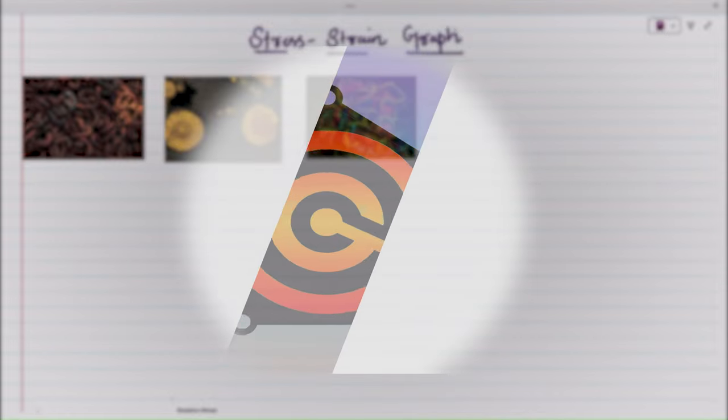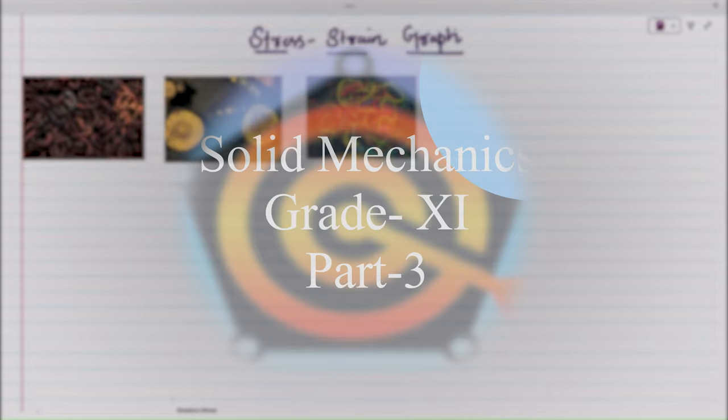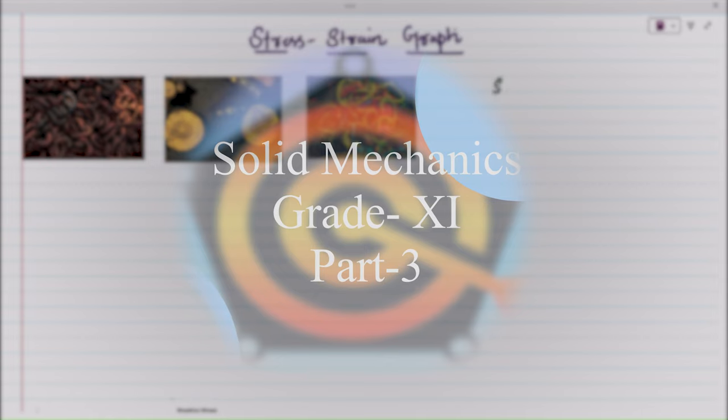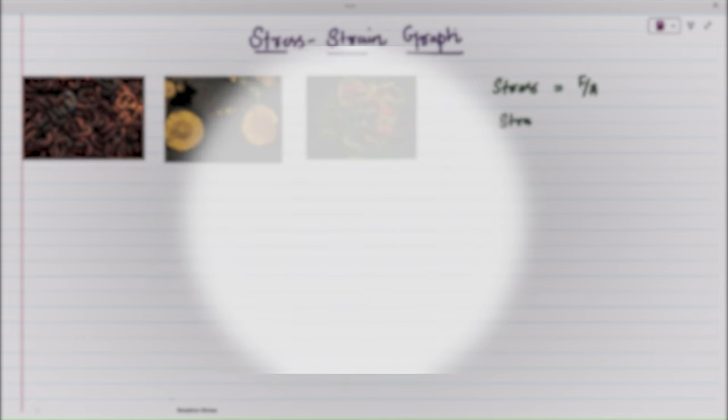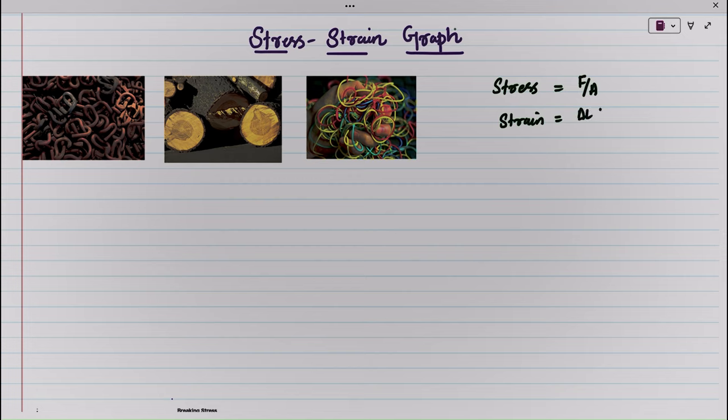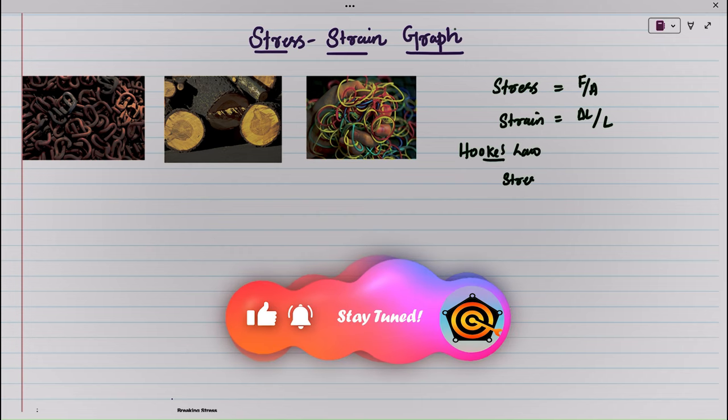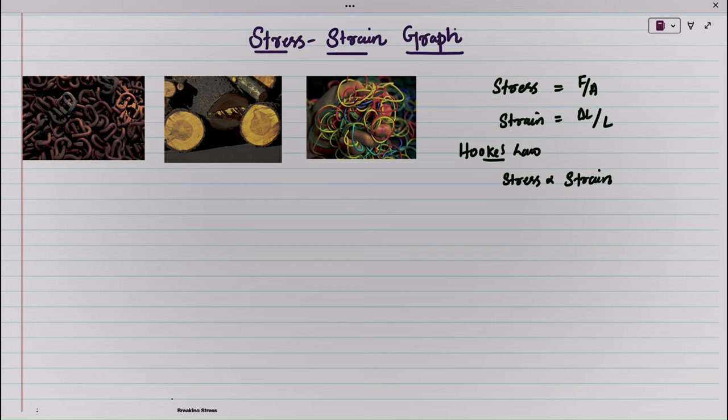Today, we are going to discuss the stress-strain graph. In the earlier classes, we studied what stress and strain are. Stress is the force per area, and strain is the change in length to the original length, or the change in dimension to the original dimension. Also, we studied Hooke's law. According to Hooke's law, stress is directly proportional to strain. These are the things we studied earlier.